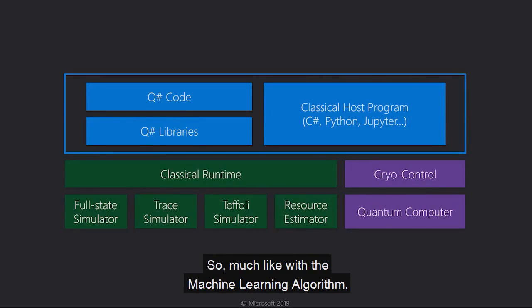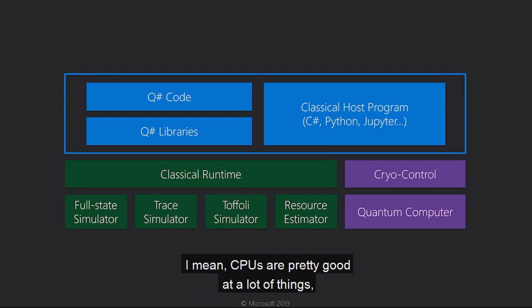Much like with a machine learning algorithm, where you have a core piece that runs on the CPU, the basic I/O and all of the data prep and things like that, you then call out to a GPU to accelerate where it'll actually provide a speedup. Whilst theoretically you could run everything on the GPU, it would be expensive and a pain to code. And I mean, CPUs are pretty good at a lot of things. We spent a great many years optimizing them.